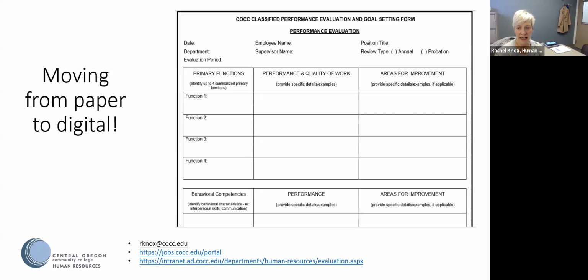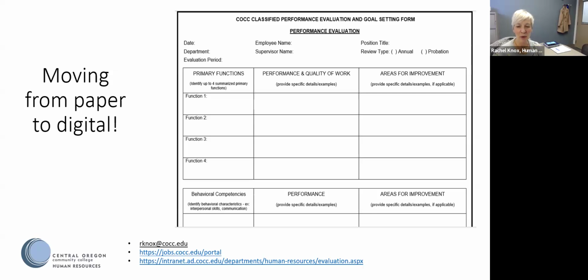What you see here is an image of the first page of the old paper classified evaluations. Please note that all the features of the paper evaluations appear within the People Admin electronic or digital evaluation. They're going to look different, but they're there.